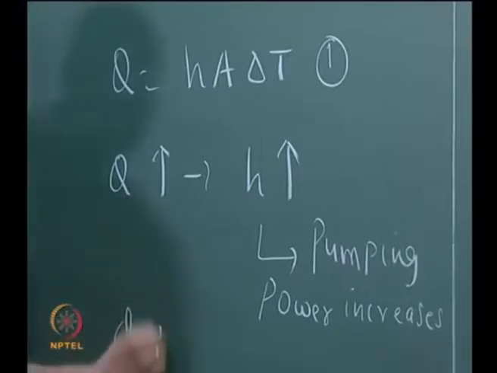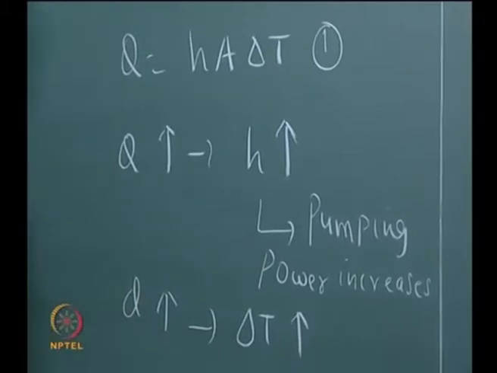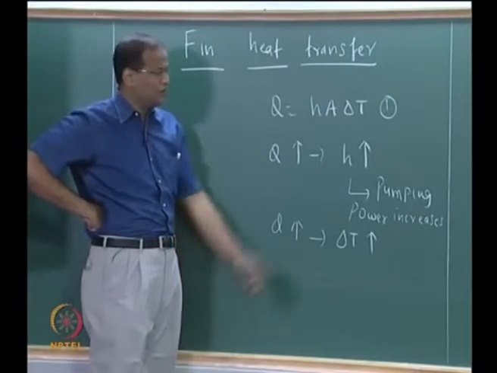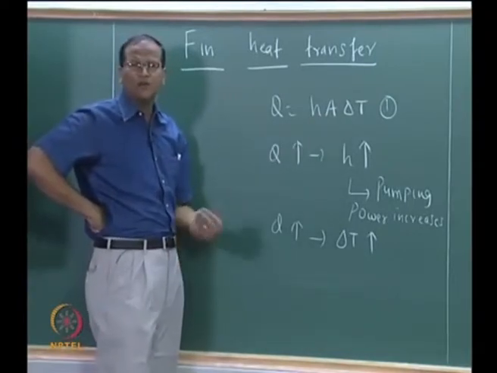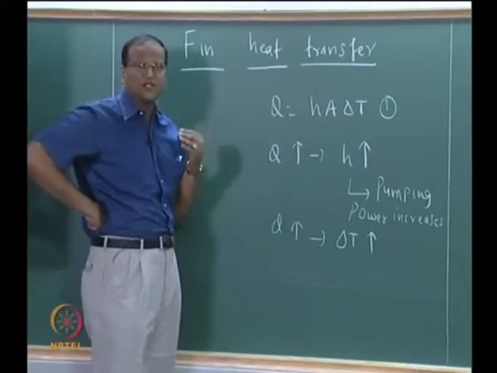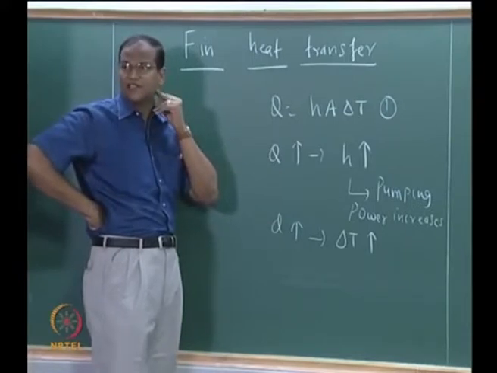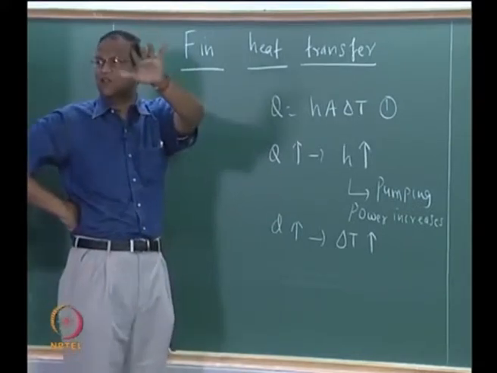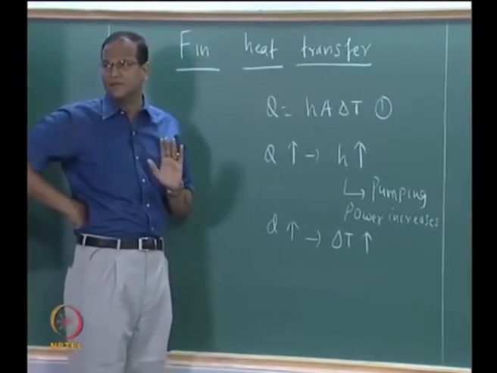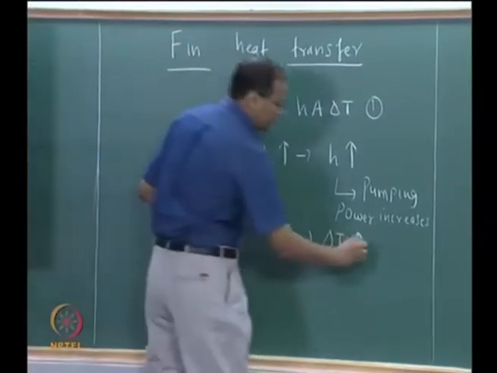Now Q increases when delta T increases. Are you getting the point from here? Can you allow the computer to work at 200 degrees centigrade? Not possible. In many of the situations the delta T is fixed. Delta T is not fixed, the T max is fixed. The T infinity may be changing with seasons, during daytime, night time, but delta T you can play a little bit. You are not completely free to change it, it is more or less fixed.